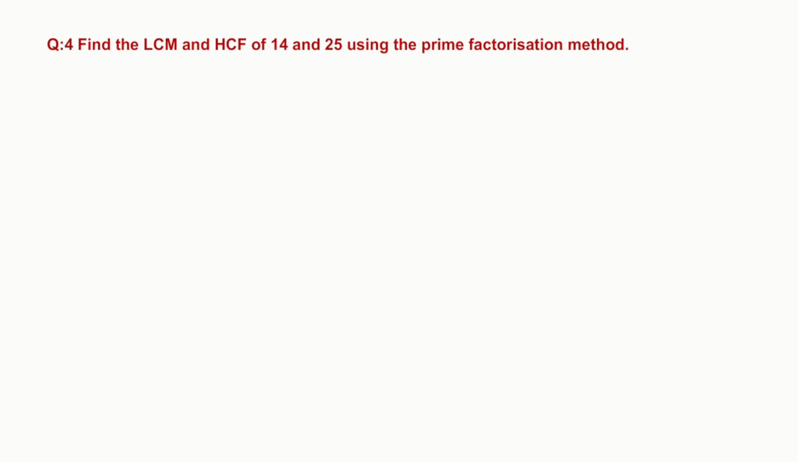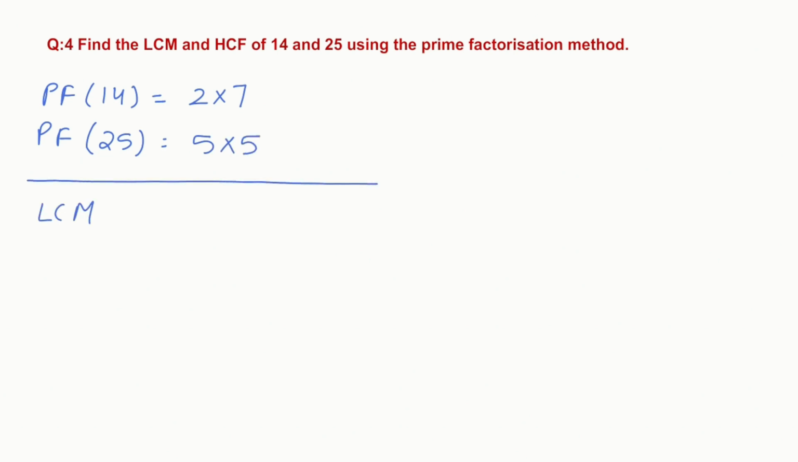So here we have our next example. Find the LCM and HCF of 14 and 25 using the prime factorization method. So the prime factors for 14 are 2 times 7 and the prime factors for 25 are 5 times 5. Now find the LCM. There is no common pair, so I'm going to write all the numbers: 2 times 5 times 5 times 7. This is going to be the LCM, which is 350. And the HCF is going to be 1.